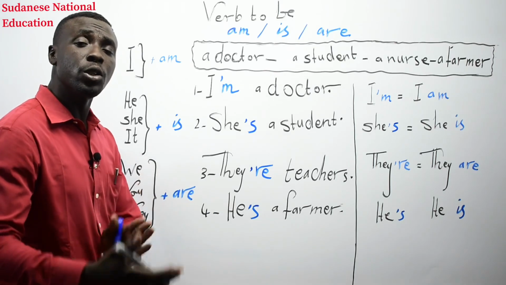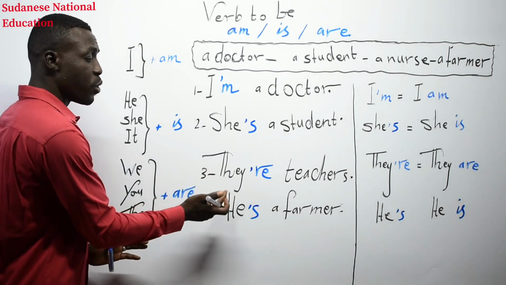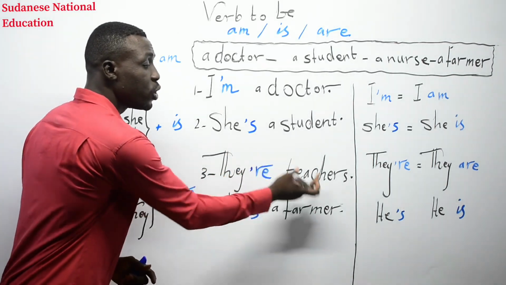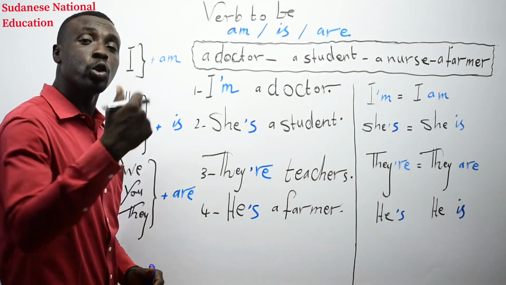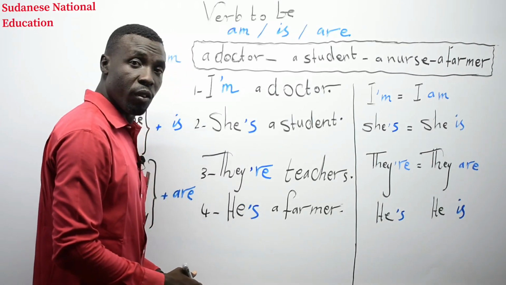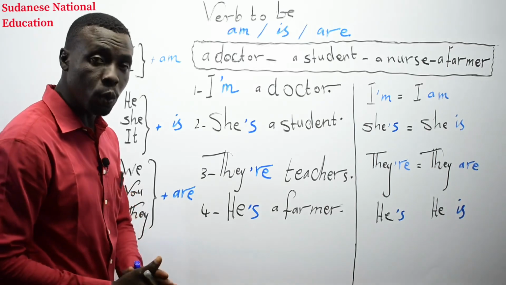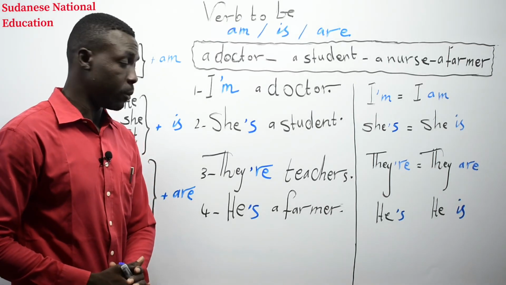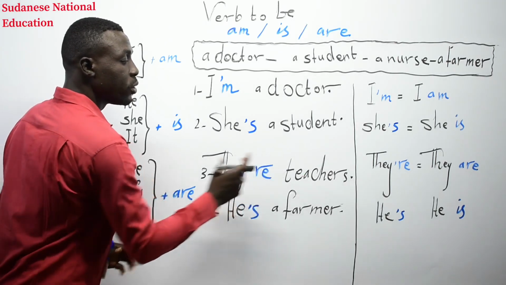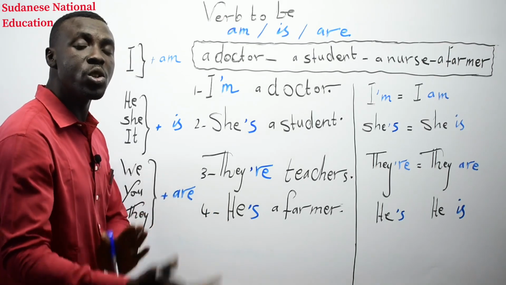Number 3, they are teachers. We are going to talk later about forming plural nouns from the singular by adding s, but there are different rules for making plural nouns. So we say, they are teachers.